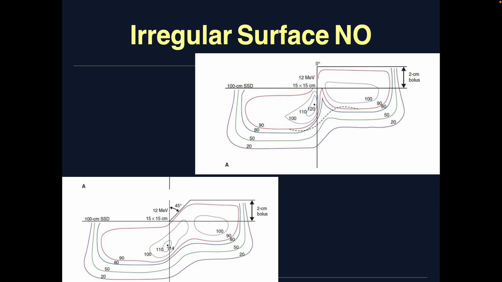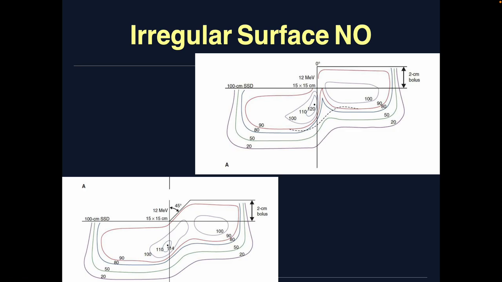So with irregular surfaces, the electron beam is not happy with any irregular surface. As you can see here, if there is a sharp irregular surface, you may end up with hot spots at the edge of the proximal part of the field, and you can also have a cold spot at the distal part of the field. As you can see in the upper part of the graph, you have a hot spot where there is a defect, and you have a cold spot where there is the thickness of a bolus or any irregular surface.